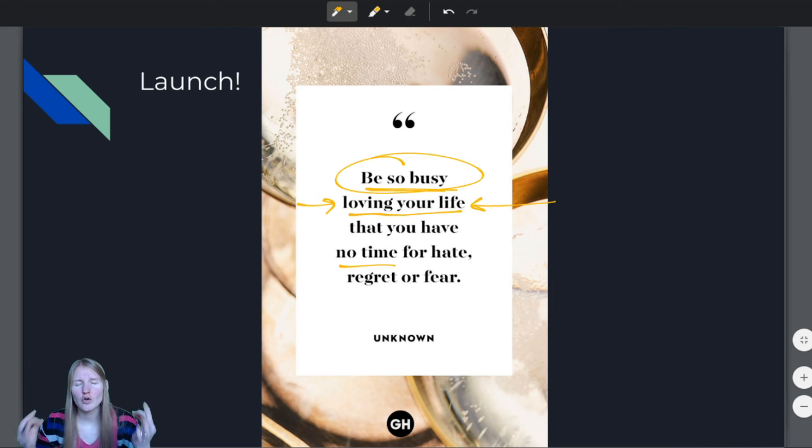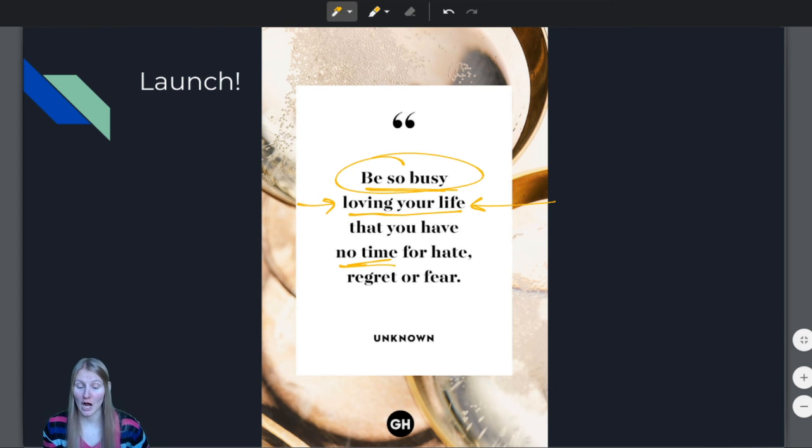If you are so busy focusing on love and creating love for yourself and those around you, you think about hate, regret, and fear less. They don't really come to mind as much because love is so powerful. And I know that sounds cliche and lame, but it's true. Love is so powerful that it can defuse hate, regret, and fear.